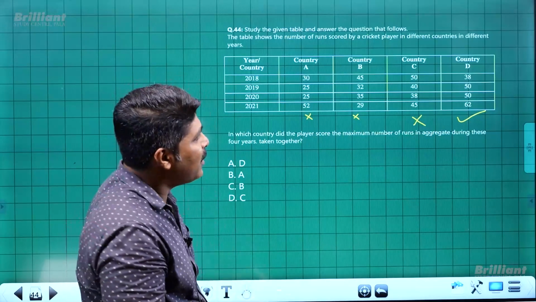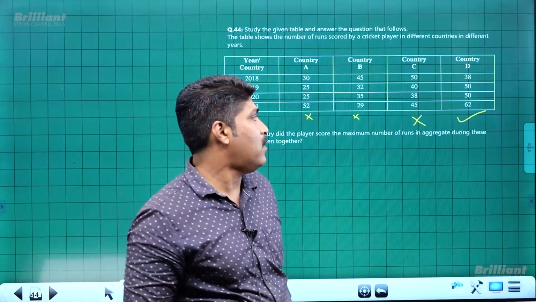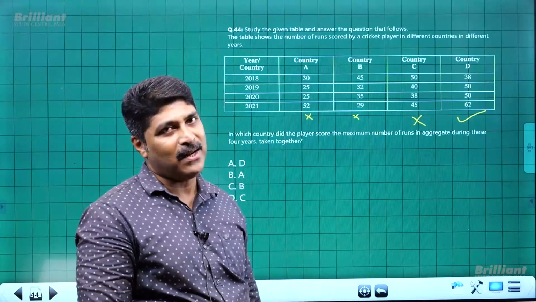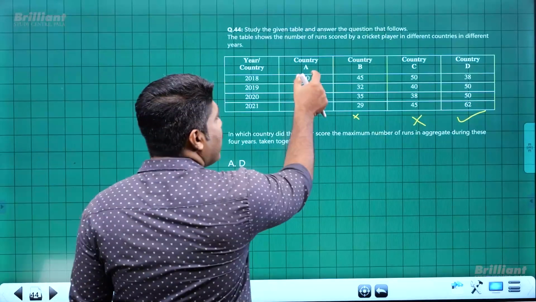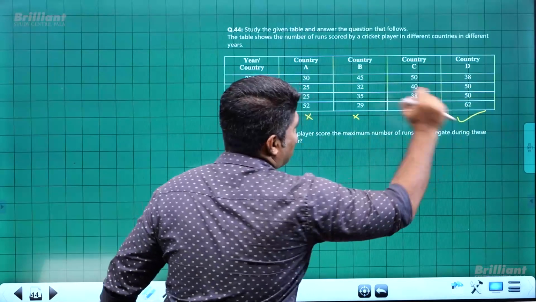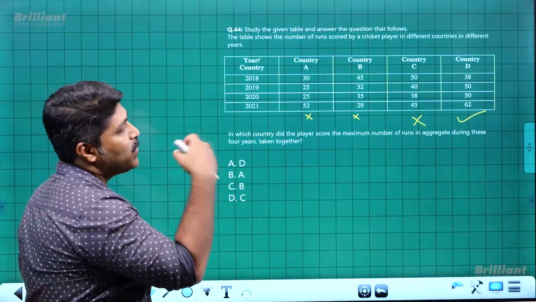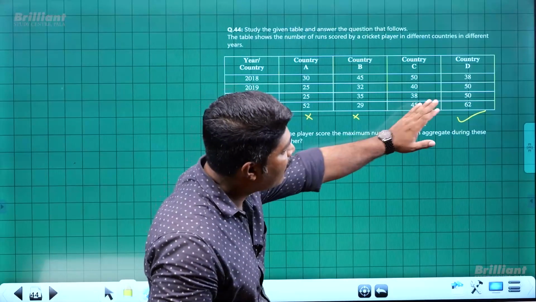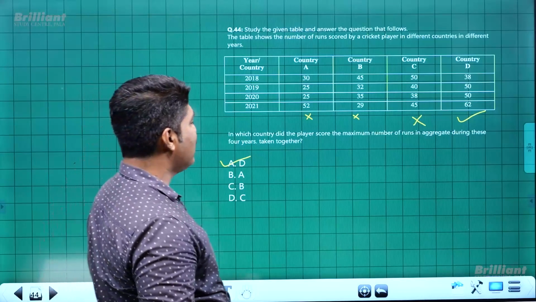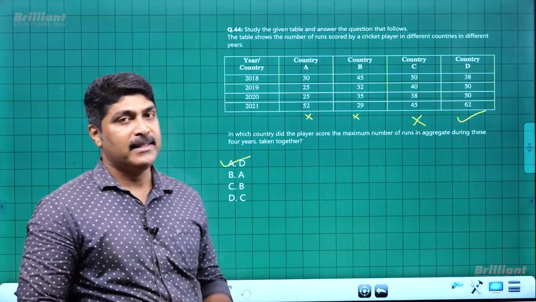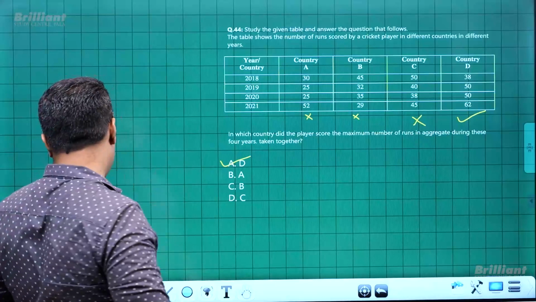Got it? It's such a trick that we have to consider, or just observe the values and reach the conclusion instead of doing simple additions. Here, what is the usual method? You have to add up together, add up together, add up together, and look at which will be the largest value. Here we got that in country D, he scored more. So therefore the answer is option D. So don't forget, that's an observation kind of question.